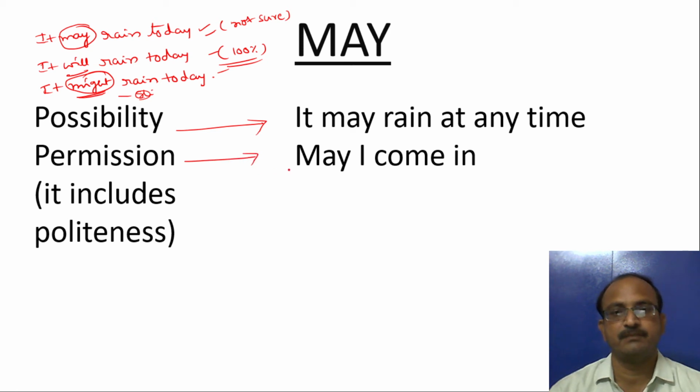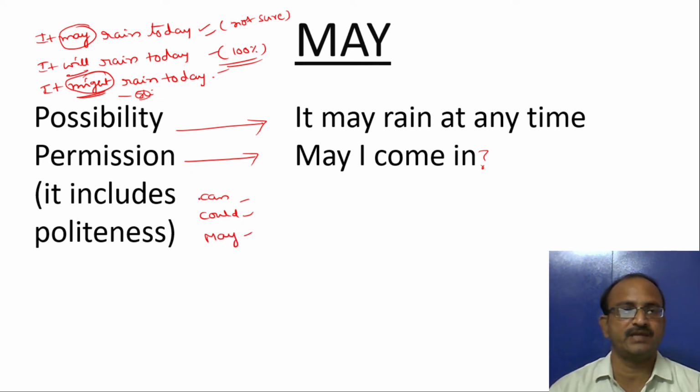Permission. May I come in? That is permission. Again, there is an analysis. Sir, in the previous slide, you explained that to seek permission, we use can and could. What about this may, sir?